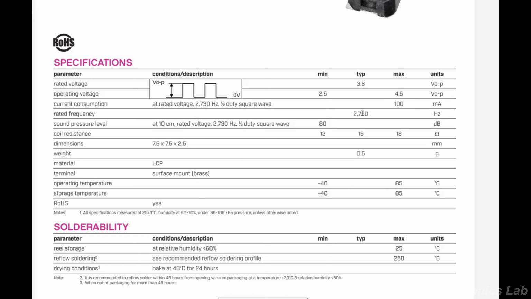And so the rated frequency, this is the frequency that it likes the best. This is where it hits. This sound pressure level is measured at this frequency, all right? So 80 dB for the sound pressure level. Coil resistance about 15 ohms, and so on. It's fairly small.